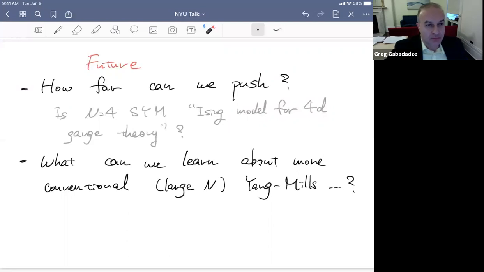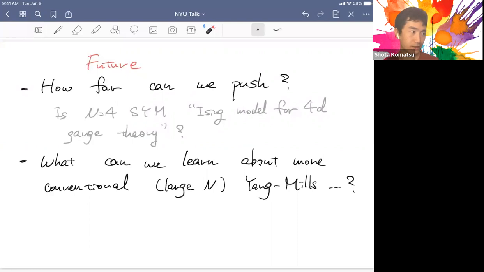Wouldn't that be something like a non-critical string, a holographic duality for a non-critical string, what you just described? How much is known about that, I guess? Let me think. Yeah, maybe to some extent.